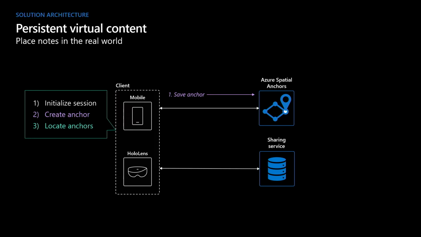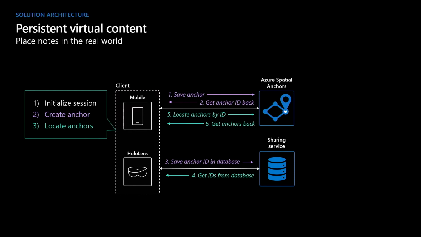In return, we get an ID. We save that ID to the database, and we've created an anchor. When we're ready to locate anchors, we're going to get the IDs from the database, tell them to ASA through the criteria that we set on a watcher, and get back the anchors. In between steps 5 and 6, you're scanning your phone around to get environment data.